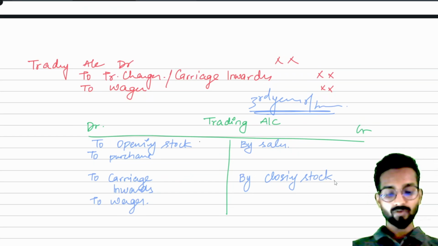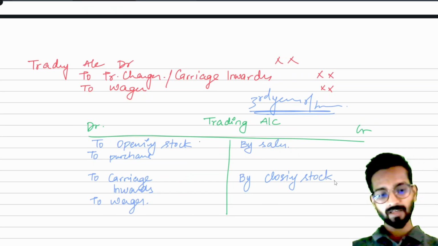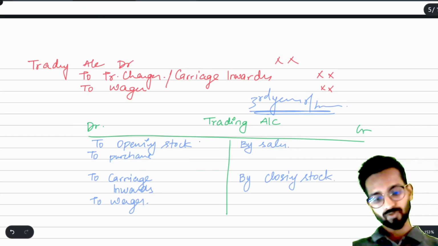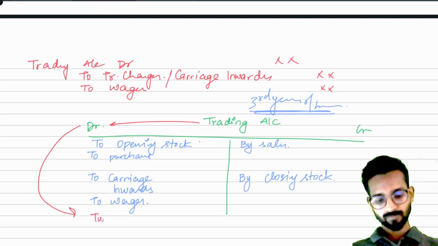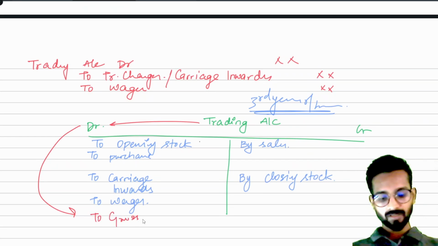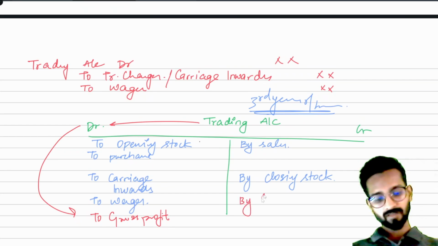Understood? Now, from this entire process, we will be having some profit. Therefore, you can write trading account debit to gross profit. Sir, is it also possible that we might have a loss? Obviously. So you can write here by gross loss.